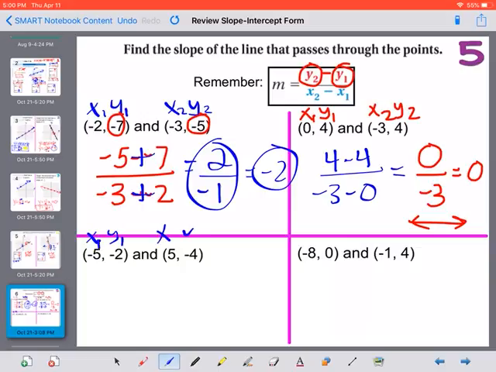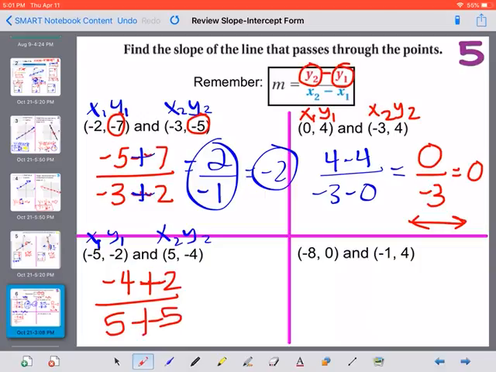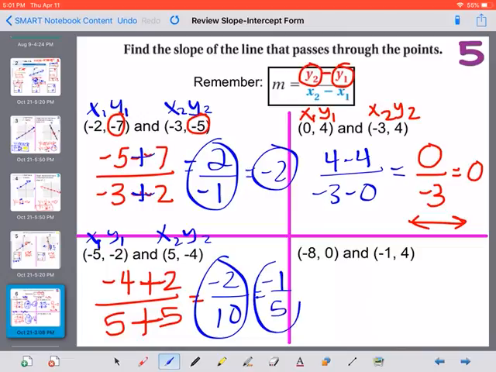Alright, I'm going to label my points. And I would like you to try these last 2 on your own. y2 minus y1, we have -4 minus a -2. That makes a positive. Then on the bottom, 5 minus a -5, again making a positive, opposite of a negative there. So we have -2 over 10, which is good, but we could simplify that to -1/5 if we divide by 2.